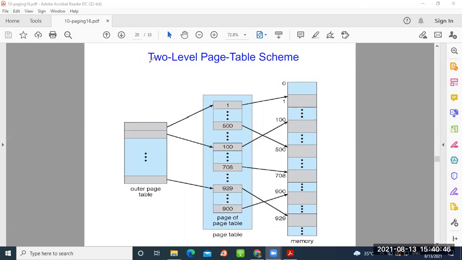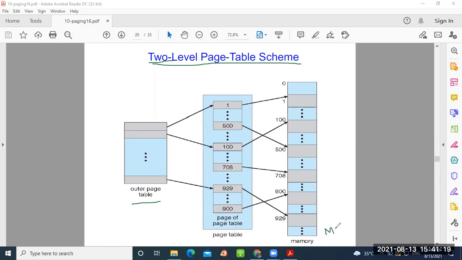In your course, it is limited to two-level paging. Two-level paging means we will use two page tables. The first page table is called the outer page table, and the second is called the inner page table, or the original page table. In this diagram you can see this is our outer page table, this is our inner page table, and then this is our main memory.